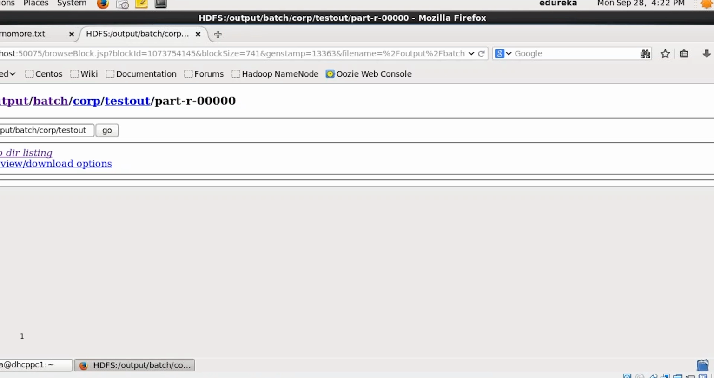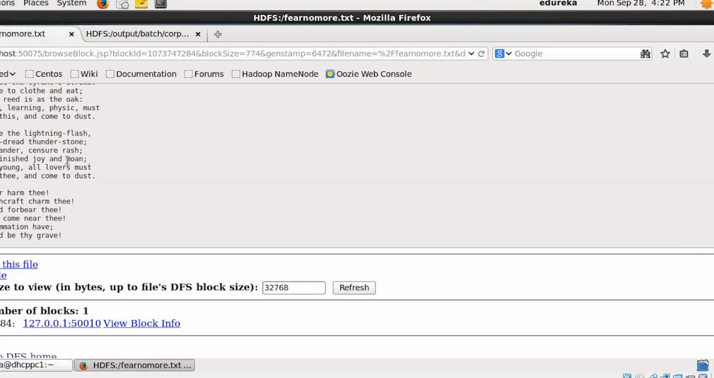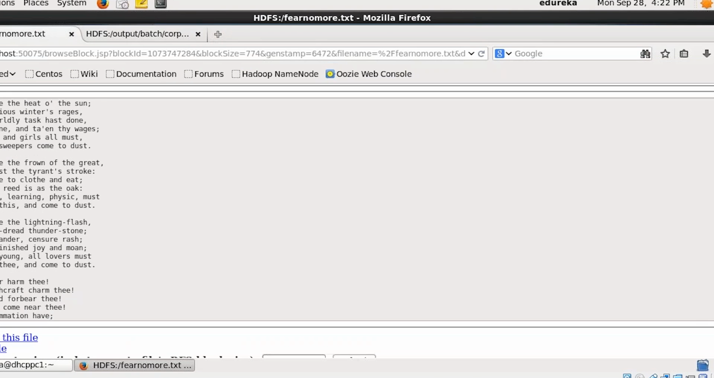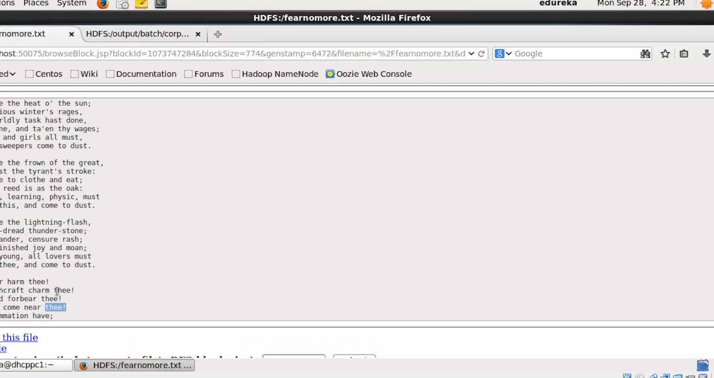I'm going to have a small text file, and I'm going to count how many times each word occurred in this particular file. Say, for example, how many times "the" occurred, how many times "dust" occurred. So I'm going to do a small analytics. You may wonder, this is a small algorithm.